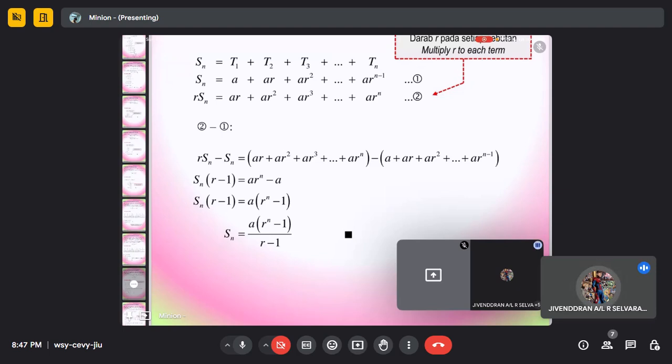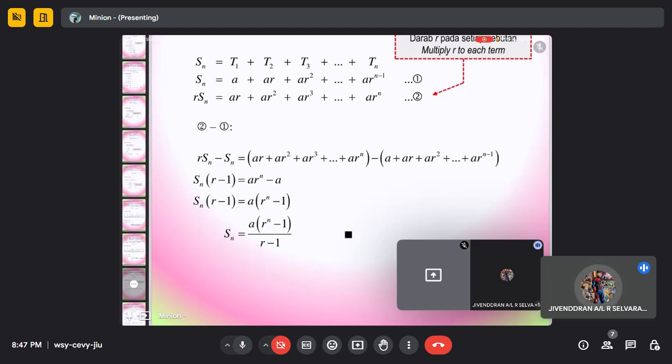We'll do the elimination method where we subtract equation 1 from equation 2. So we'll get rSn minus Sn, and then ar plus ar squared plus ar cubed and so on until ar to the power n, minus a plus ar plus ar squared and so on until ar to the power n minus 1. Make sure to put the bracket because it's minus. You will have to expand later.